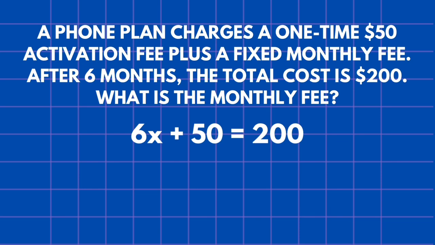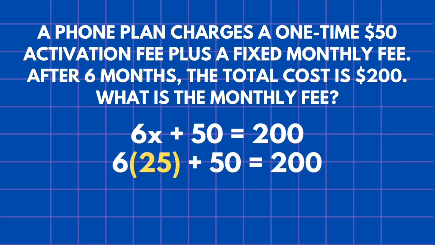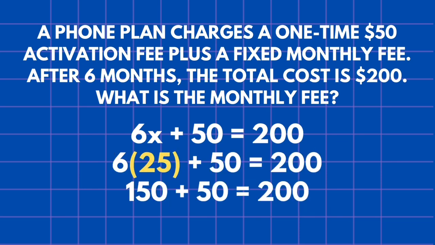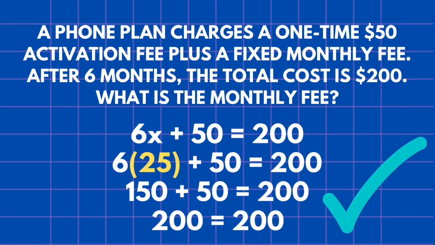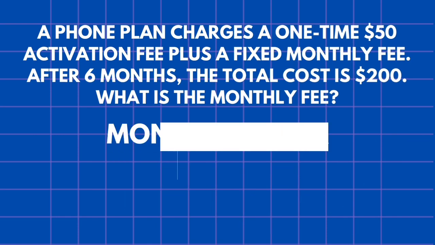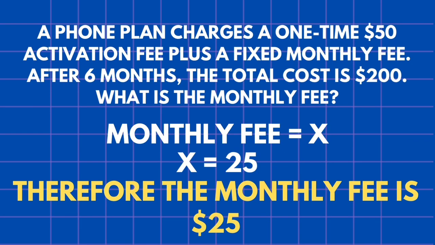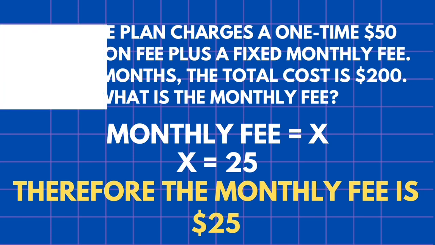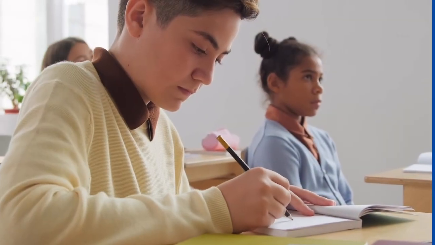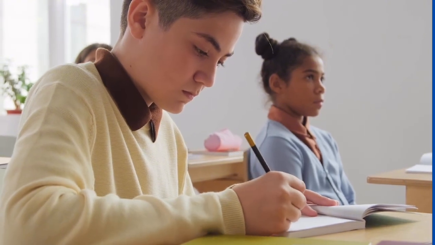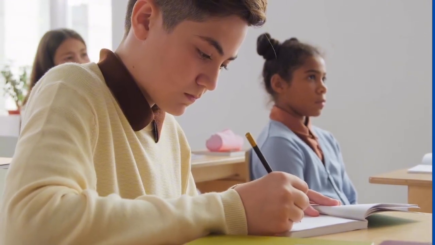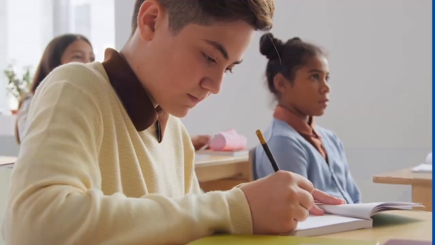Our last step is to check if we're right. 6 times 25 equals 150. Add 50 and you get 200. Correct once again. Now to answer the question, we found x to be 25, so therefore the monthly fee is $25. When you break it down, every word problem is just a short story describing an equation, and it's our job to figure it out.